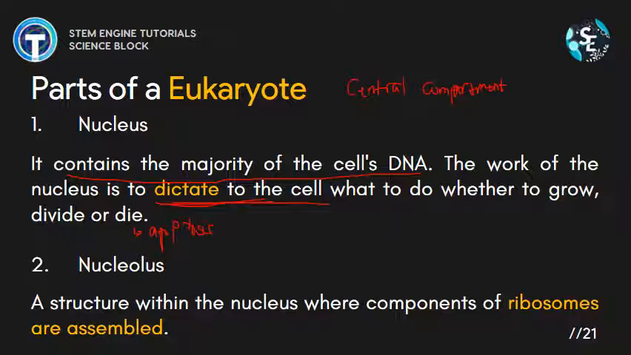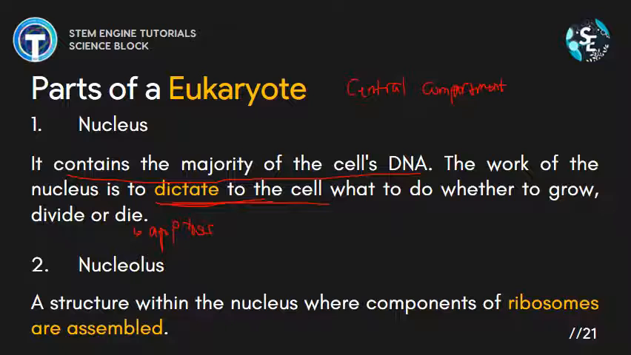So, kumbaga, ito yung parang command center nga. So, unang-una dito is yung nucleus niya. First, it contains a majority of the cell's DNA and the work of the nucleus is to dictate to the cell what to do, whether to grow, divide, or die. So, ito yung parang brain ng isang eukaryotic cell.